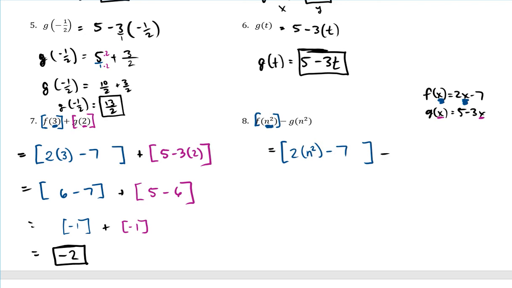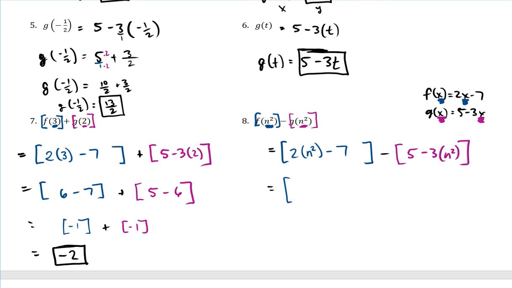And then afterwards, there's a minus. And then let's use this bracket, which again is going to be needed here in this case anyway. So we've got minus, and then they're saying change the x's that you have in your g equation to n squared. So the left side's already been done. This on the right side needs to be changed. So 5 minus 3 times n squared like that. And then now that we have the setup, let's continue simplifying.